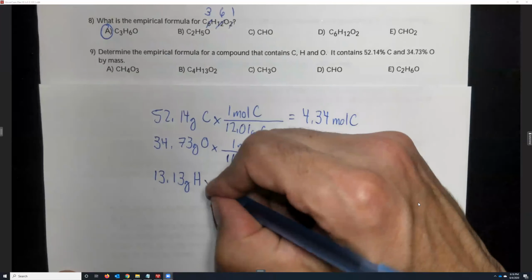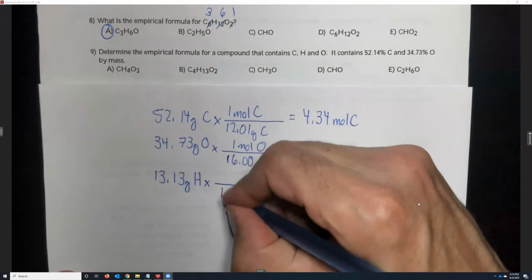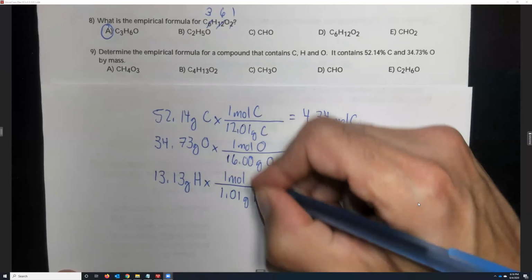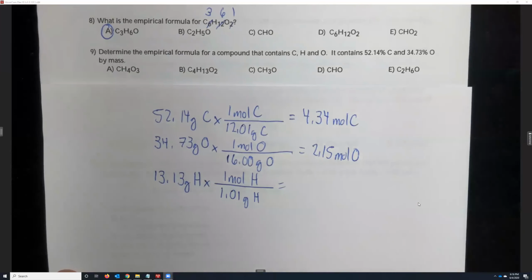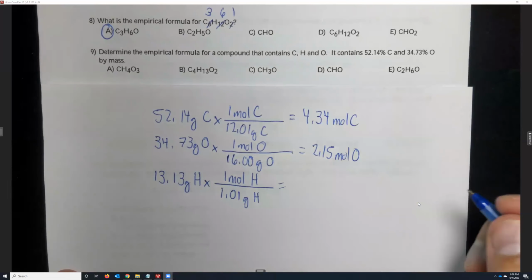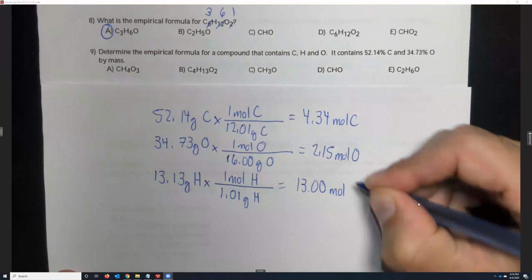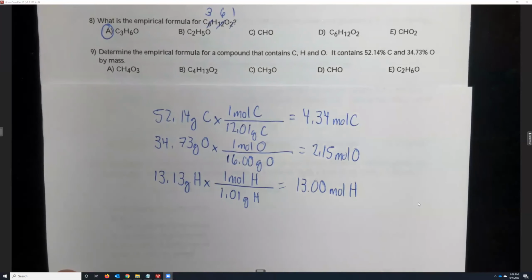I'm going to repeat this one last time for hydrogen by putting 1.01 grams of hydrogen on the bottom and 1 mole of hydrogen on the top. And when I do that, I get 13.00 moles of hydrogen. Now, I need to find an empirical formula.